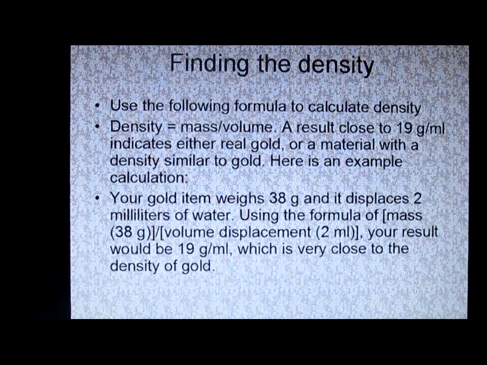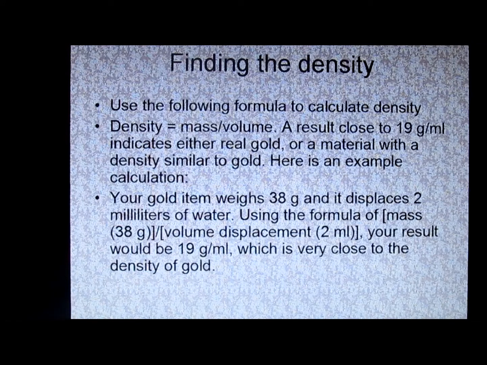We can now find the density using the formula. Density equals mass over volume. A result close to 19 grams per milliliter indicates either real gold or a material with a density similar to gold. Here's an example of a calculation.